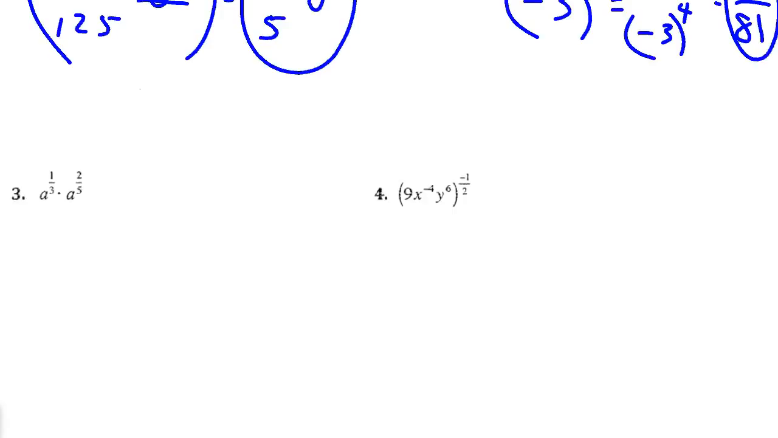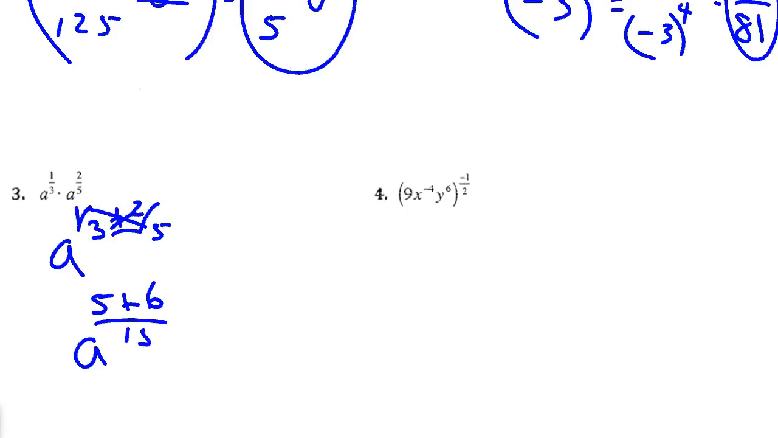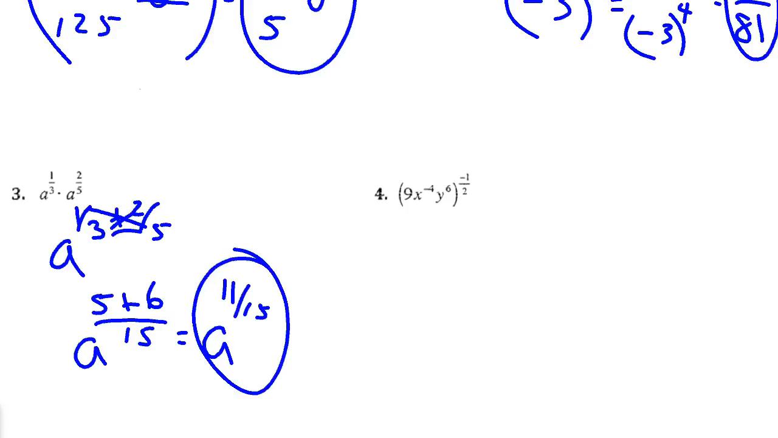Number 3, we're multiplying. The bases are the same, so you can simply add the exponents. This is where I did that crisscross under thing. 1 times 5 is 5. 3 times 2 is 6. So it's 5 plus 6, all over 3 times 5 is 15. So it's 11 fifteenths. Find a common denominator. Basically, we're doing 5 fifteenths plus 6 fifteenths. It's 11 fifteenths.